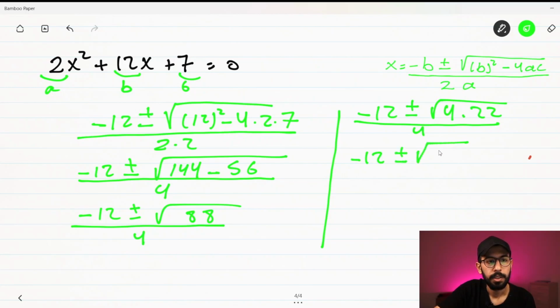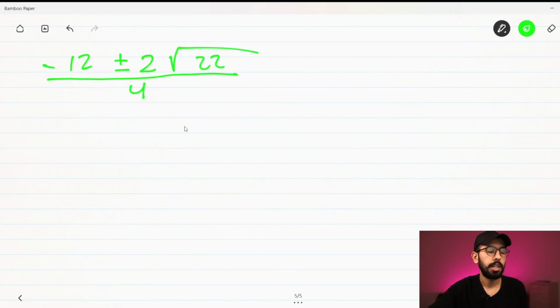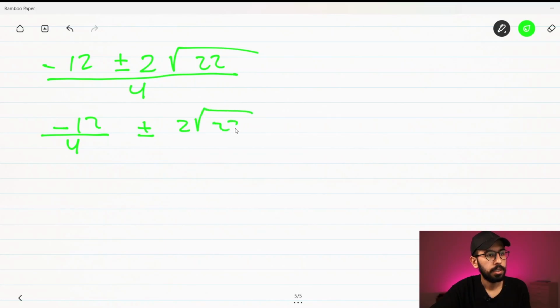It will be like that, minus 12, positive or negative, the root of 4 multiplied by the root of 22, and this is the rule of roots and radicals. You can find it in the video here, so you understand it more. And we will divide it by 4. And now from this equation we can write it like that, because we can, that's why we did it like that.